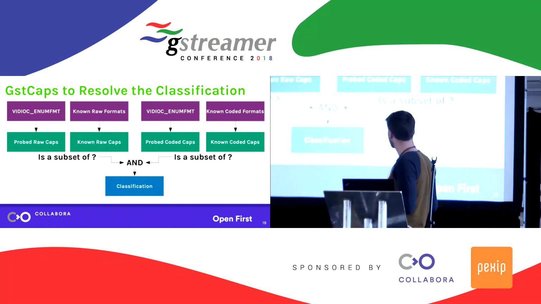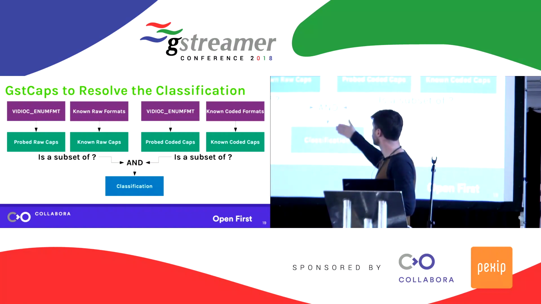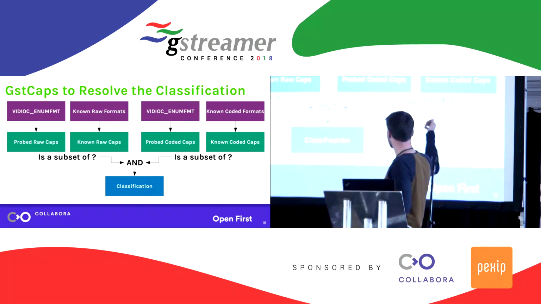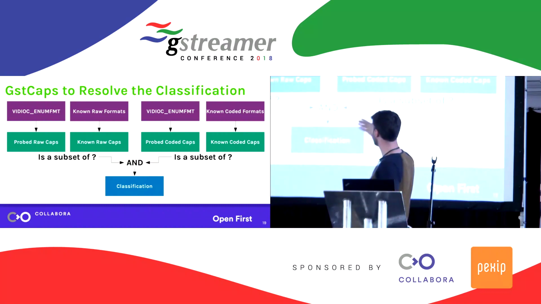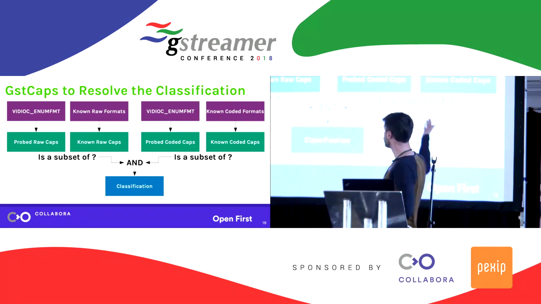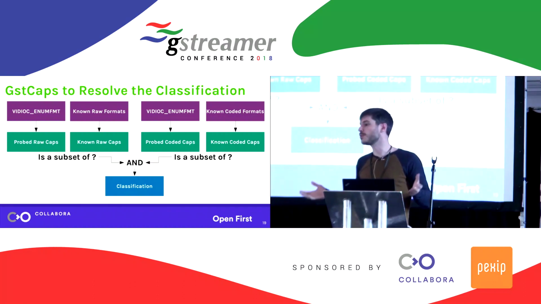Now, if you do the intersection, if you use gst_caps_is_subset, what it will tell you, if it's true, is that your probed caps are limited to being raw caps or coded caps. In this case, we have raw and coded at the output, so we have an encoder. And if you meet those two conditions, you have a classification. So now you know what you have in hand.